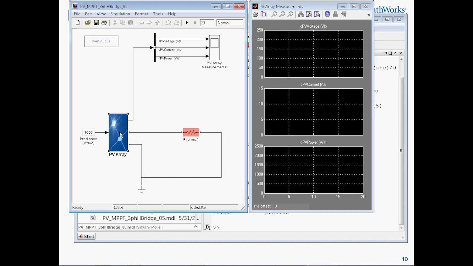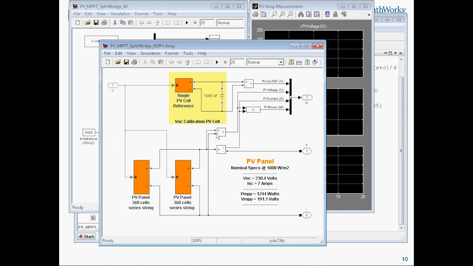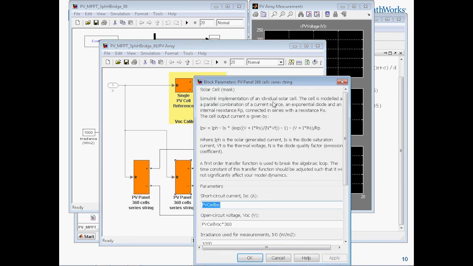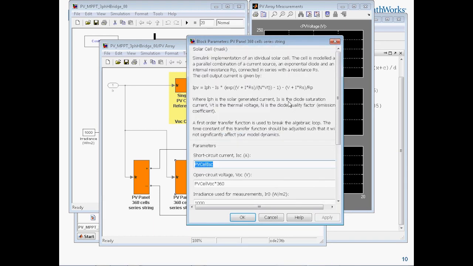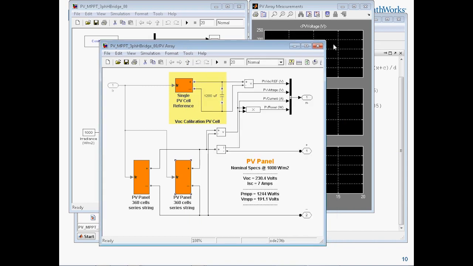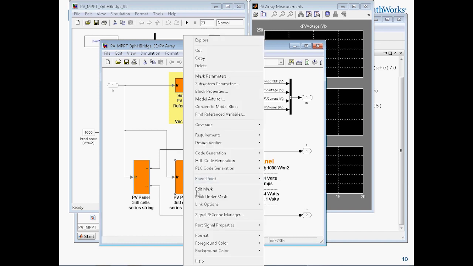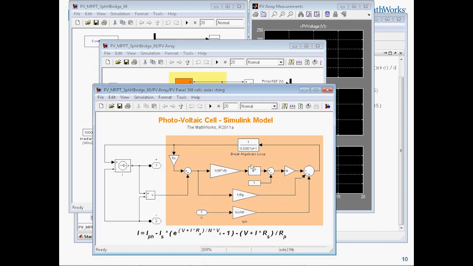This array, if I double click on it, notice that what I have done is built what I would call two panels connected in parallel. I put a mask on this, so it has a little parameter. So you can create this mask and make your blocks look like Simulink library blocks. You can even make comments, for example. But if I look under the mask here, I have chosen to use the Simulink mathematical implementation. Okay?